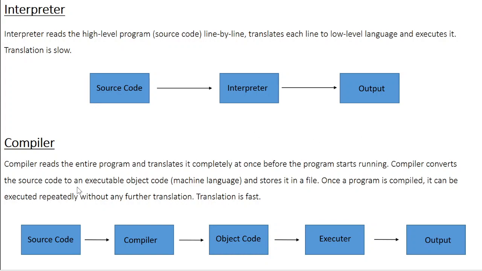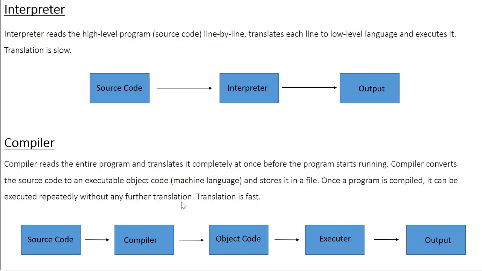Compiler converts the source code to an executable object code. Object code is a code which is written in machine language. So your high level programming language is converted into a machine level code now. Once it creates the object code, it stores it in a file. So in the file, the object code is permanently stored. Once a program is compiled, it can be executed any number of times without any further translation.